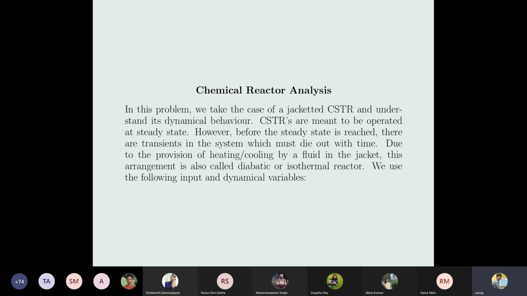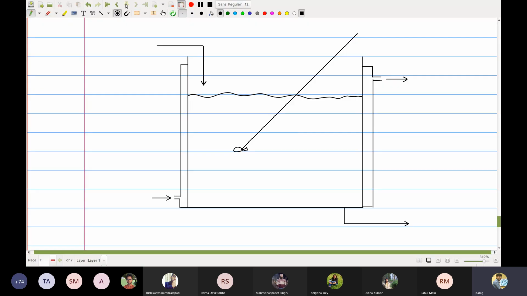So we'll try to understand its dynamical behavior. CSTRs are meant to be operated at steady state. What is the meaning of this term? This is a continuous operation, which means that you start your plant and for several days to several months, the plant continuously keeps on running and you keep taking the products out without changing anything.